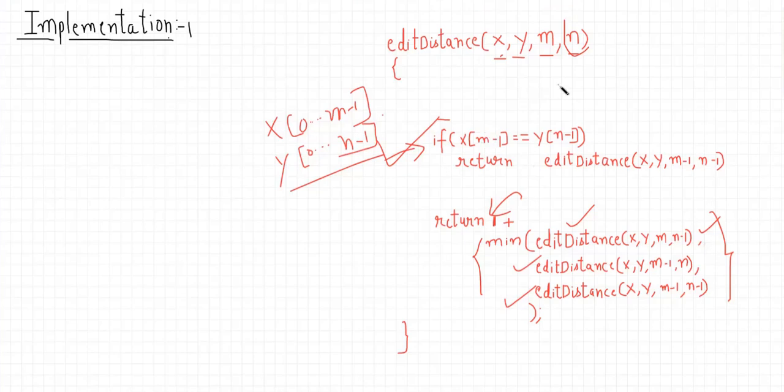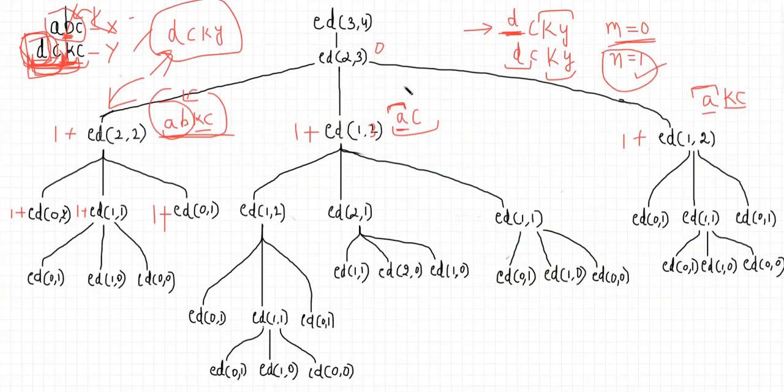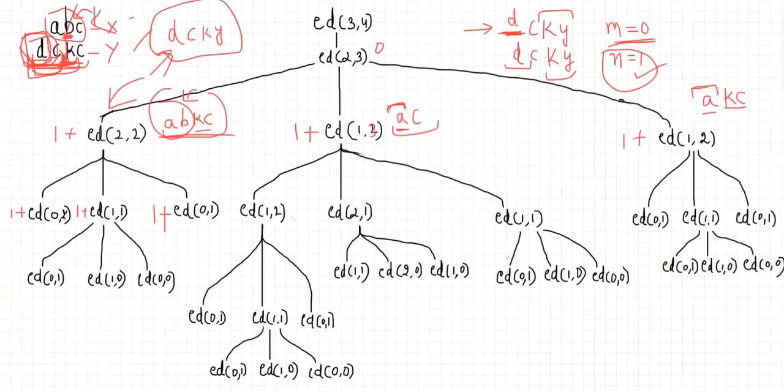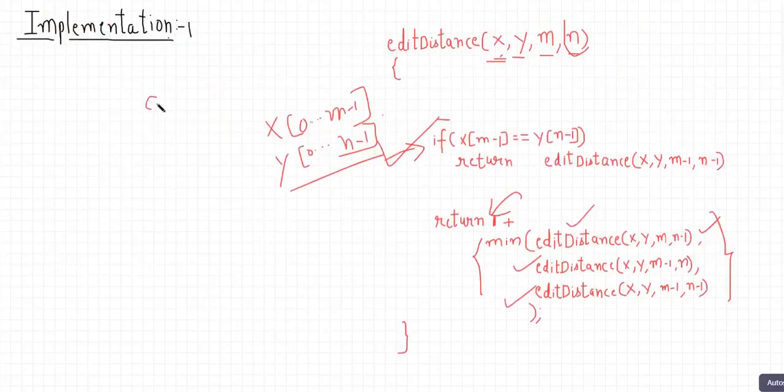Another case is that if I have exhausted the characters of Y, but I still have characters in X which I have to match, then I have to delete those characters. So I delete the remaining characters of X in that case. Let me tell you, let's say I want to convert DCKY into ABC. I have converted this into ABC, like I have converted DABC.